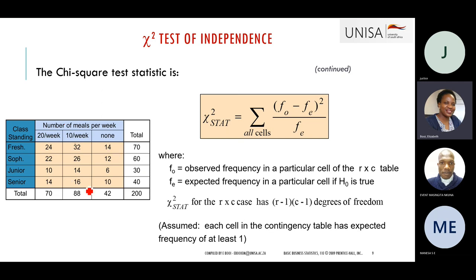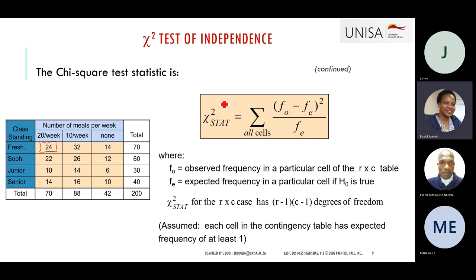And based on the brown area, which is the inside area, we call these the observed frequencies. In order for us to calculate the test statistic, we need to calculate the expected frequencies, which means we need to use your totals for the observed frequencies. So you will see in the next slide, I will show you how to calculate this expected frequency. For an expected frequency of this 24, we need to calculate it using the total for the row, the total for the column and the grand total. And I'm going to show you how we do that.